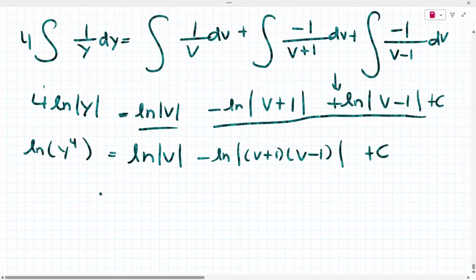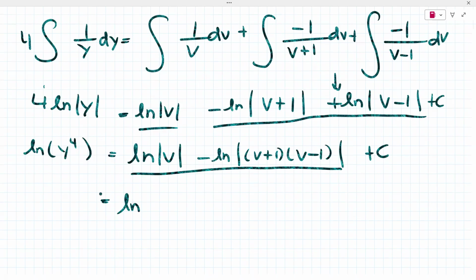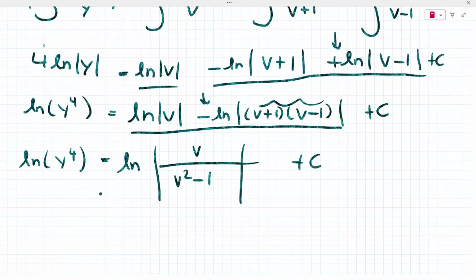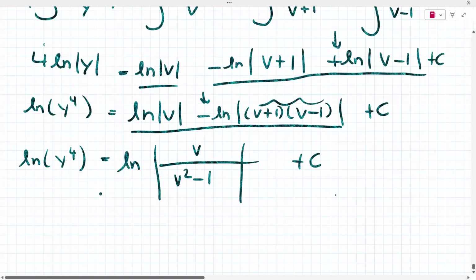And then over here, you can condense it one more time. You can make it into one natural log. So this would be an ln of absolute value, and then you have a minus right in the middle, so that means divide. So it's going to be V over this whole thing. We know that V plus 1 times V minus 1 is a difference of squares. So that's V squared minus 1.